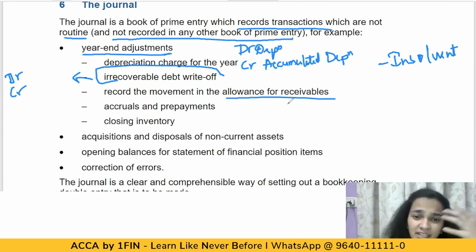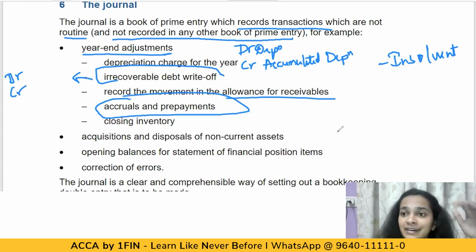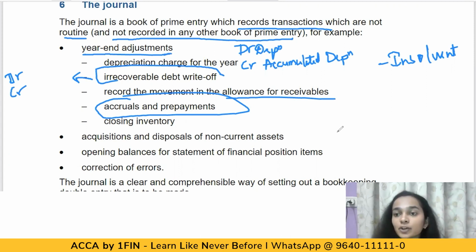There's a separate chapter on allowances altogether. There's a separate chapter on accruals and prepayments as well. So we'll cover all of these things there, what are the different entries we pass there. And then there's closing inventory. Closing inventory is nothing but your closing stock. Closing stock is again a year-end adjustment which is made.